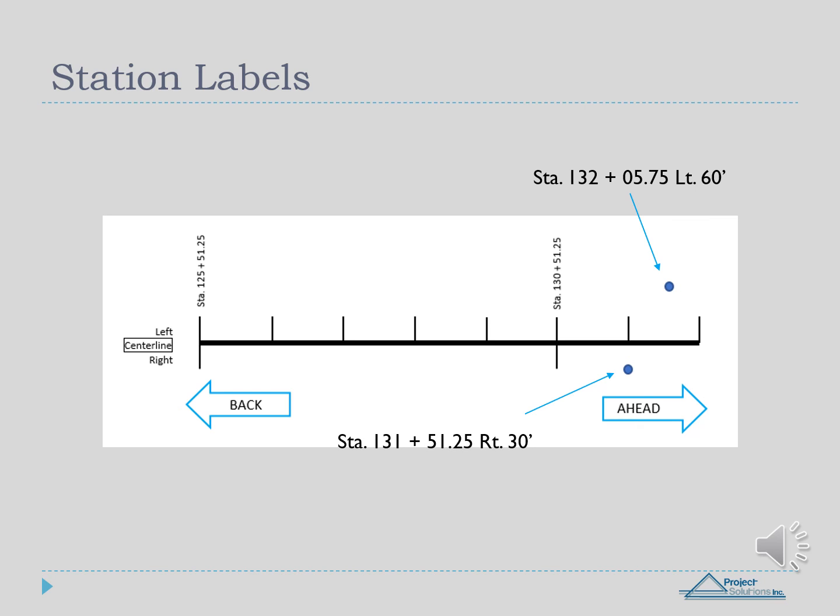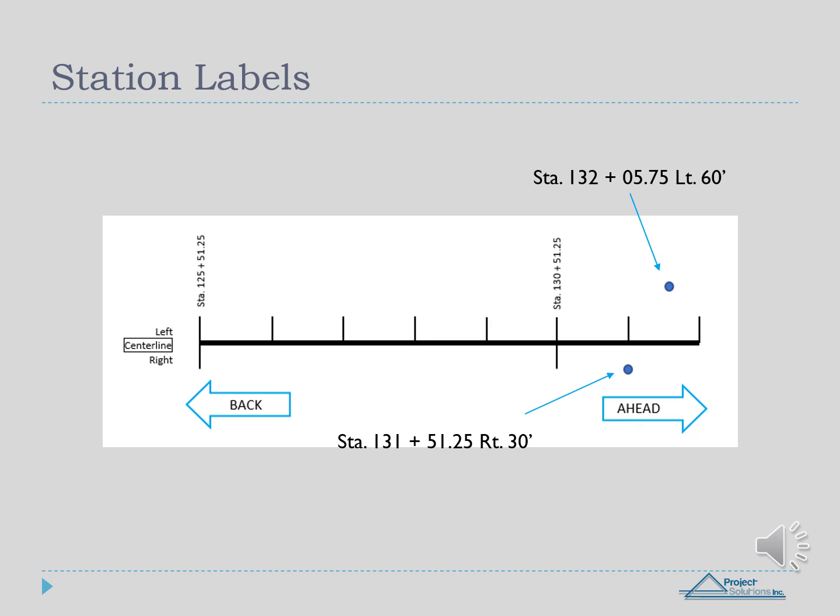Let's take a look at this next example. Here, we have a horizontal line called the center line. Each tick mark represents one station and is labeled every 5 stations. Station labeling doesn't have to lie on a whole station. In this example, the stations have 51 feet 3 inches attached to each label, as seen by the plus 51.25.